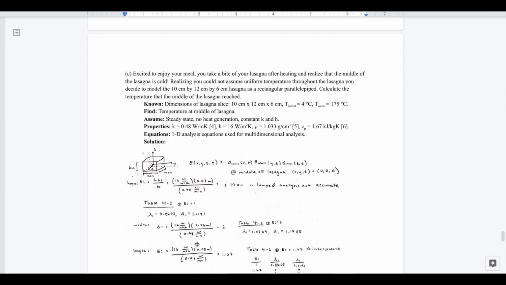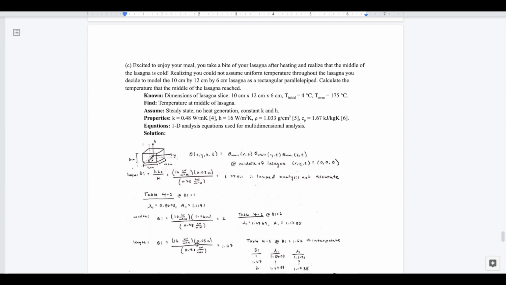For part C, you realize that your lumped analysis wasn't acceptable after taking a bite of the lasagna and finding it cold. So you use multidimensional analysis. You still assume steady state, no heat generation, and constant k and h, and use the 1D analysis equations for your three-dimensional analysis. The Biot number for the height of the lasagna is 1, which is greater than 0.1, demonstrating why lumped analysis wasn't appropriate.